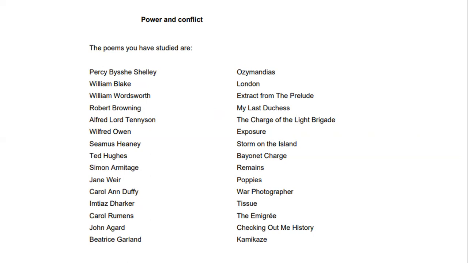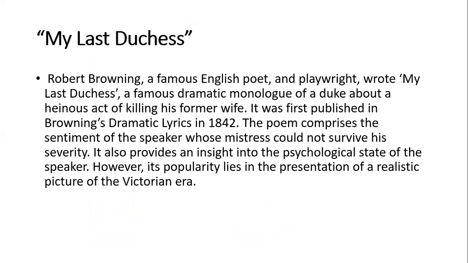So today our agenda for the next 10 to 15 minutes is discussing a little bit about My Last Duchess and what does it involve when we come across questions related to it in paper two. So basically, My Last Duchess was written by Robert Browning, and this poem has a mysterious ambience to it, right? And it's written by a famous English poet, a playwright as well. Now you may be noticing how Shakespeare also happens to be an English poet and a playwright, and Robert Browning wrote My Last Duchess, a famous dramatic monologue of a duke about a heinous act of killing his former wife.